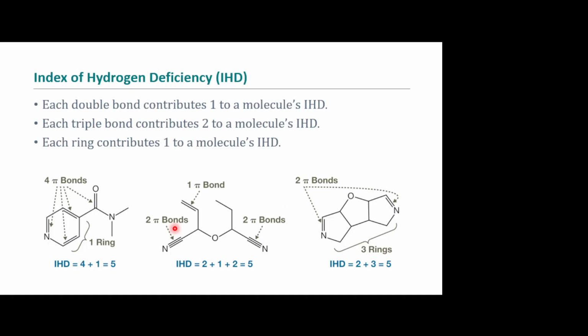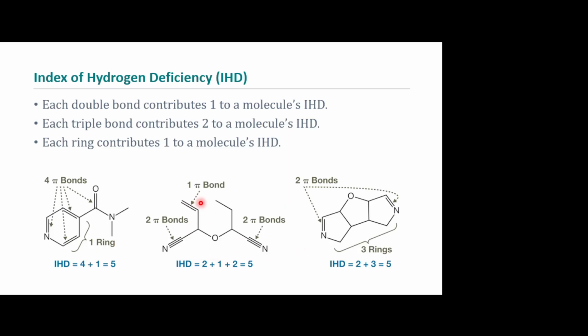So remember that each double bond contributes 1 to a molecule's IHD, that hydrogen deficiency. Each triple bond ends up contributing 2 because it has 2 pi bonds, right? And each ring is going to contribute 1 because it comes back together and takes up that extra bond, doesn't it? Okay. And so these are different IHDs. Notice the number of pi bonds directly correlates typically alongside the number of rings. If we count up our number of pi bonds plus the ring, that gives us our IHD right there. And that's 4 plus 1 equals 5. Everybody okay with that so far?